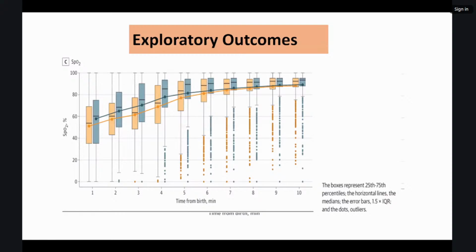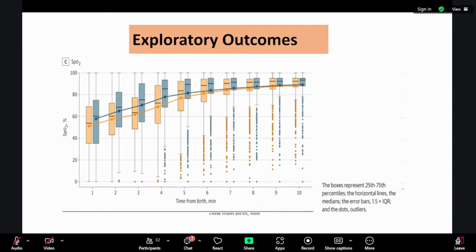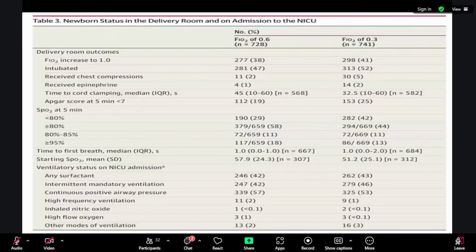But there was no statistical difference in the primary outcome between the 30% and 60% groups, indicating that the physiological changes may be responsible for the 60% effect for some time, rather than predicting the outcomes.